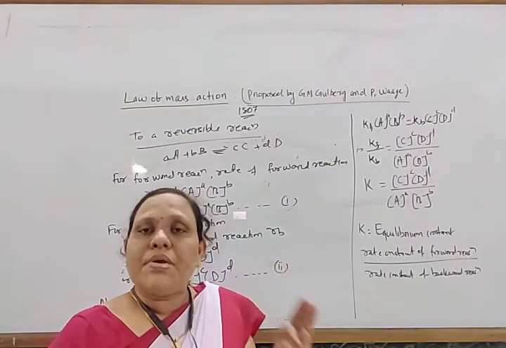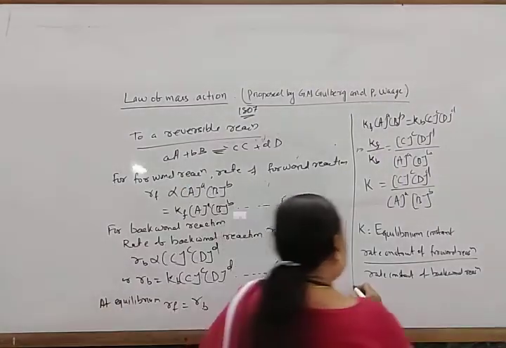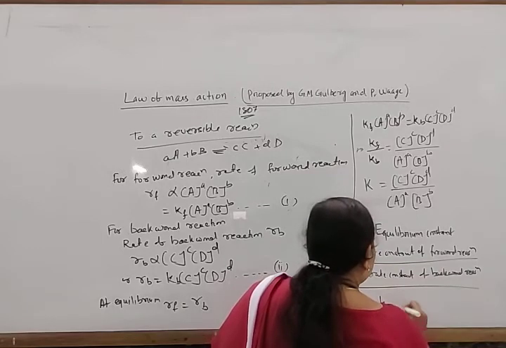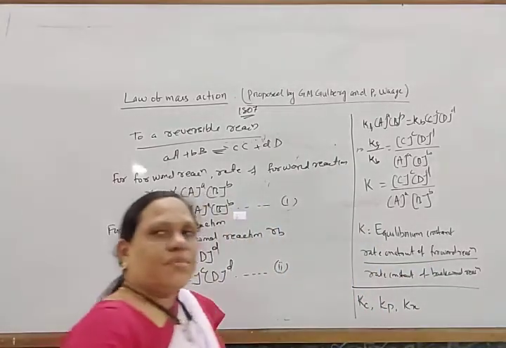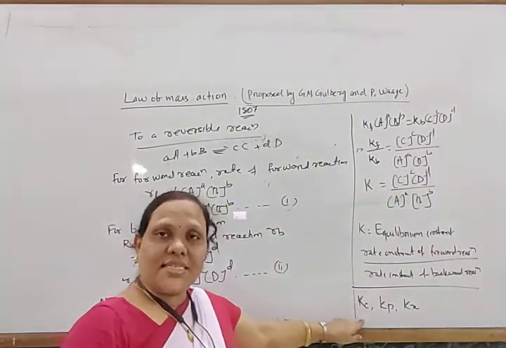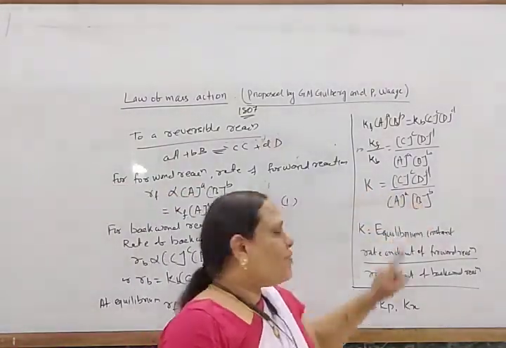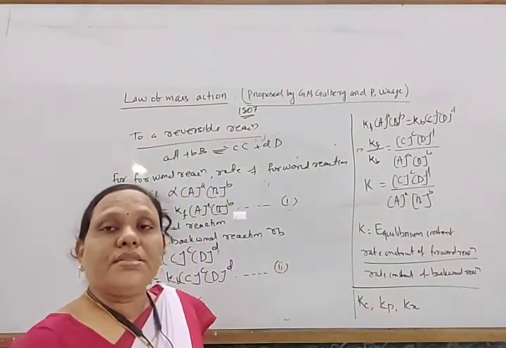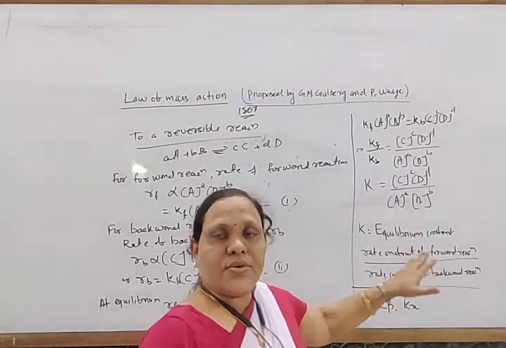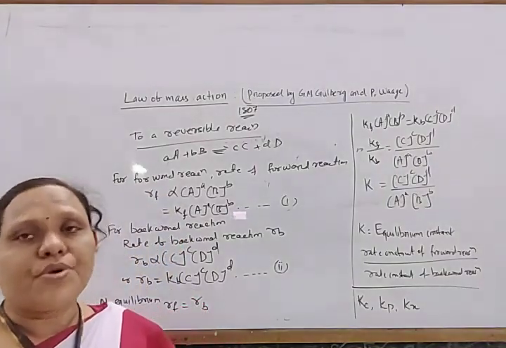Okay, and this equilibrium constant is represented in different terms. That is, it can be represented either by Kc or Kp or Kx. If we take the molar concentration of the reactants and products, then the equilibrium constant is known as Kc. If we take it in terms of partial pressure of the reactants and products, this is known as your Kp. And if we take the mole fraction of the reactants and products, then this is known as the Kx. Okay. So now note down what is the law of mass action and what is the equilibrium constant.